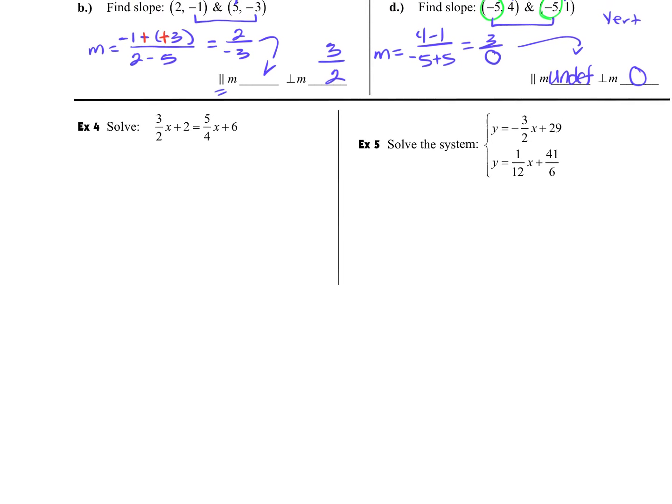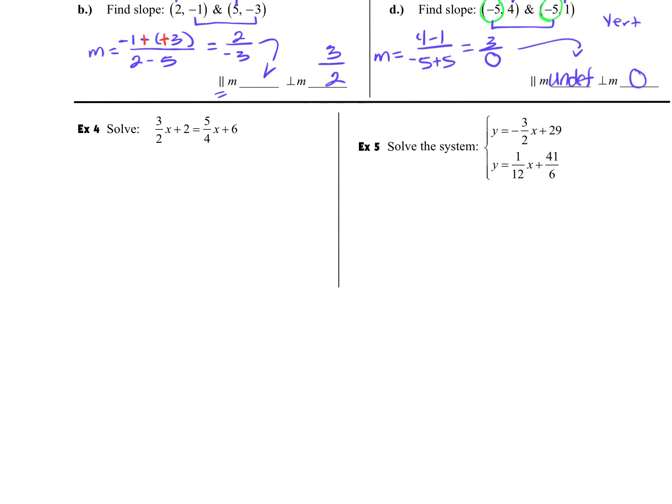Next thing that we want to do is review a couple things that we actually reviewed at the beginning of this year, but are going to become very important in our next unit. And that's solving equations that are working with fractions. We don't want to have to add or subtract fractions. So what we want to do here is we want to always remember to clear our fractions by multiplying by the least common denominator.